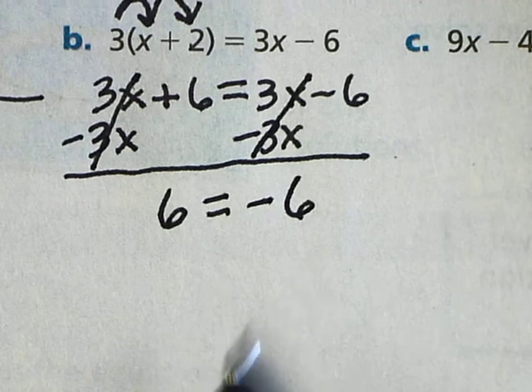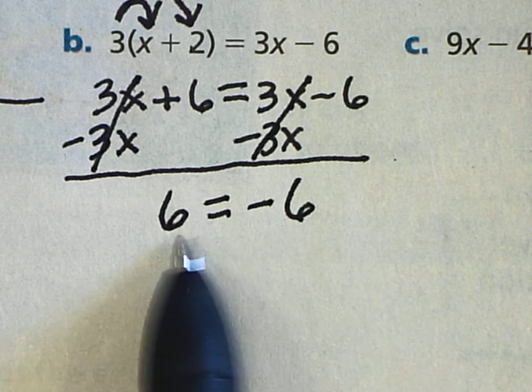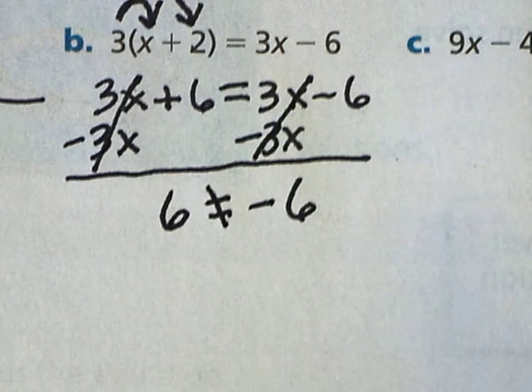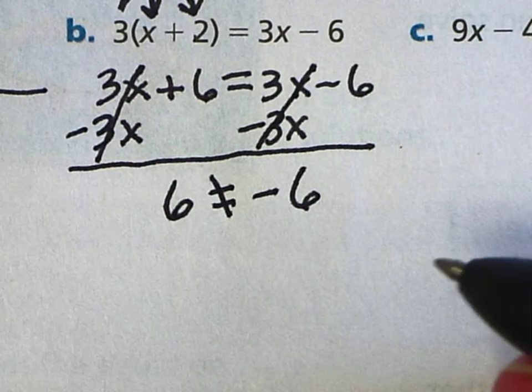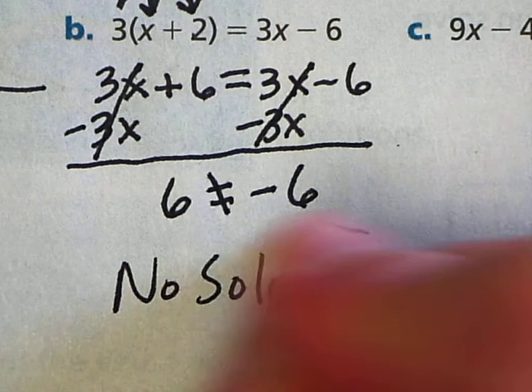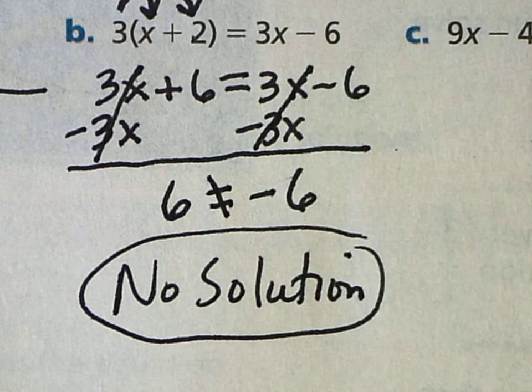Okay, so let's take a look at this. I have 6 equals negative 6. That is a false statement. That doesn't make any sense. 6 does not equal negative 6. So because I wasn't able to get an answer and what I have left doesn't make sense, this is no solution. I cannot come up with an answer because I ended up with something that is not true, false.